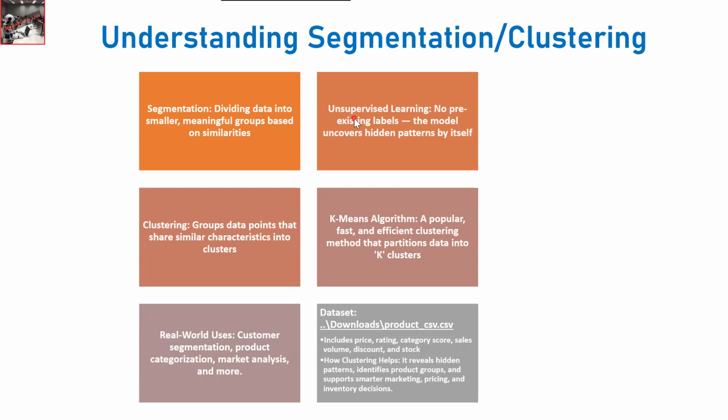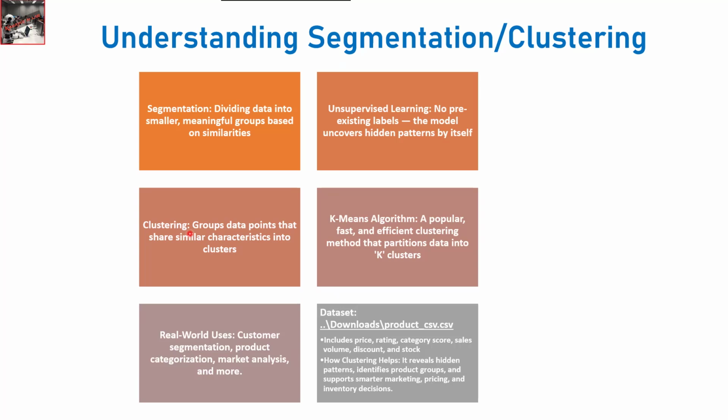So, what is unsupervised learning? K-means falls under this category. There are no pre-existing labels like in supervised learning. There is no prediction and no regression. The model discovers patterns on its own. Clustering, this is where the magic happens. Data points with similar characteristics are grouped into clusters, like finding product groups that share common behavior.